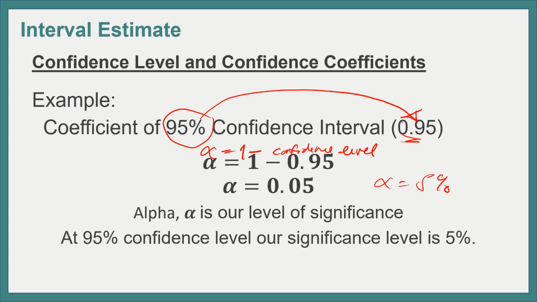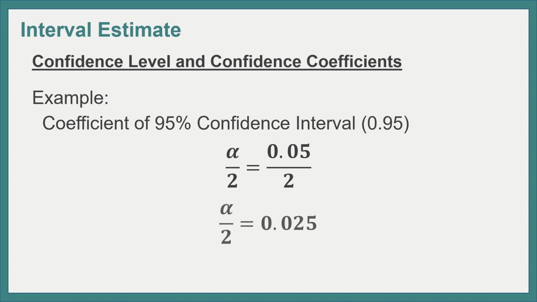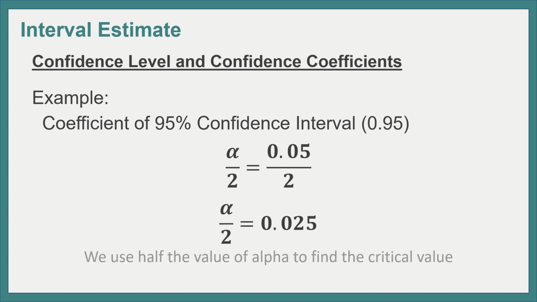Going back to our confidence coefficients, we will use the value of alpha in order to look for the corresponding z-value of the confidence level. Our second step is to divide our alpha value into half. Our alpha value is equal to 0.05. We need to divide it into half, so half of the alpha value is equal to 0.025.